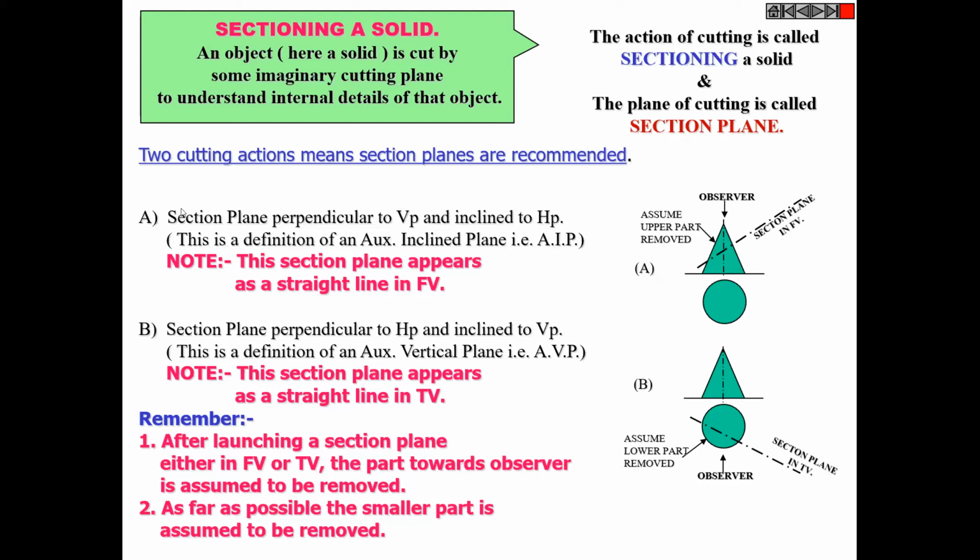What if the section plane is perpendicular to VP and inclined to HP? This section plane appears as a straight line in the front view. These are the common things, right? You can understand this now because you have already completed orthographic projection, projection of plane, and projection of line. If the section plane is perpendicular to HP and inclined to VP, this section plane appears as a straight line in the top view.